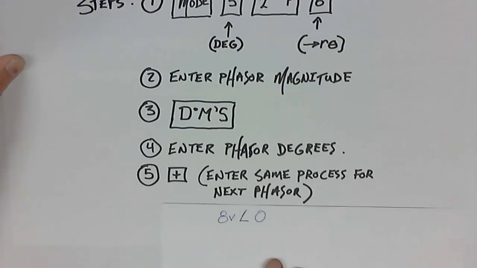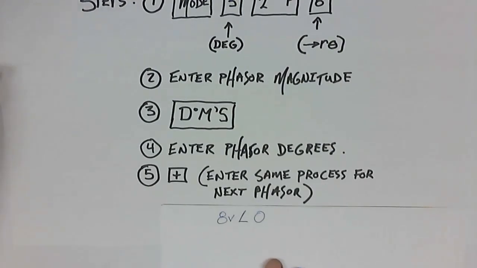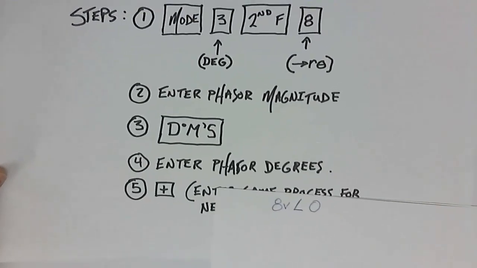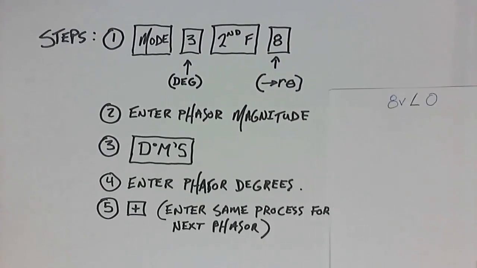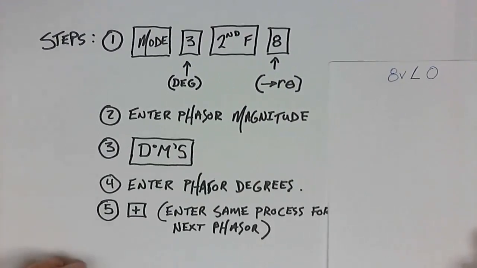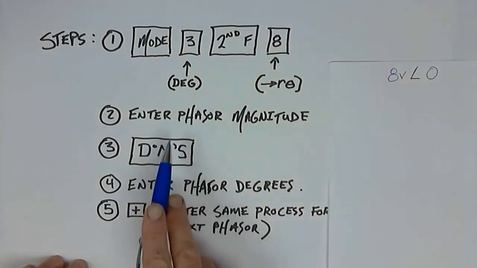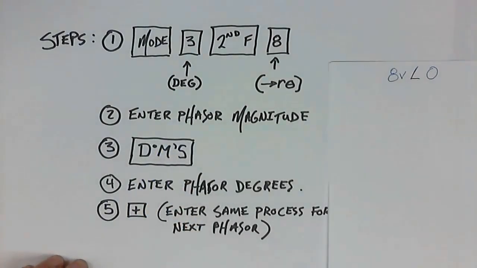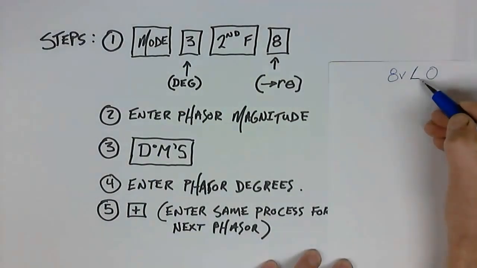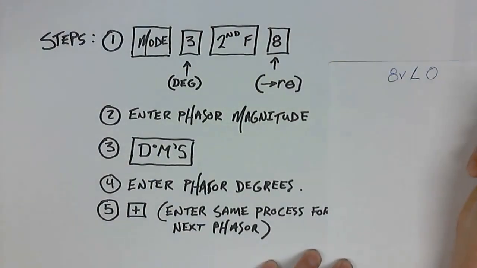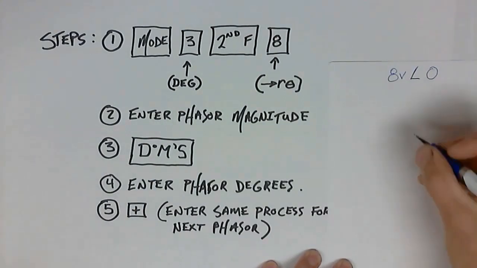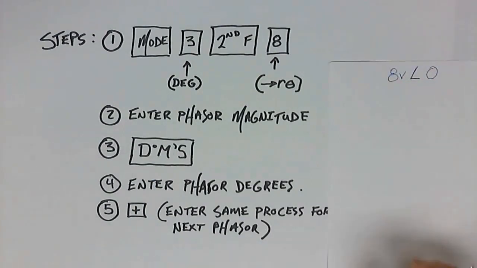I want to enter in more phasors now. So I'm going to enter in the same process that we did before: enter phasor magnitude, DMS, enter phasor degrees. So I have 8 volts, angle 0 degrees. I'm now going to enter in the next one. I've got 12, what was it, 12 volts. Or no, sorry, 15. It was 15 volts, my apologies. 15 volts at 47 degrees.